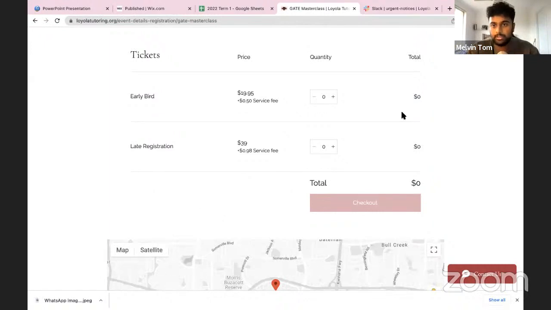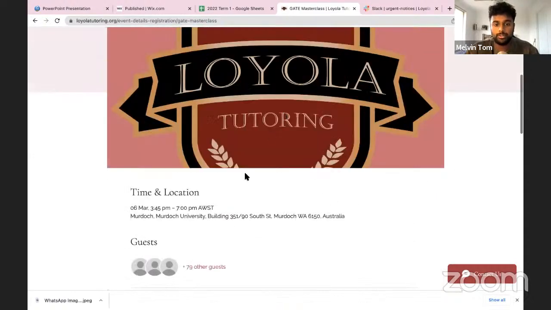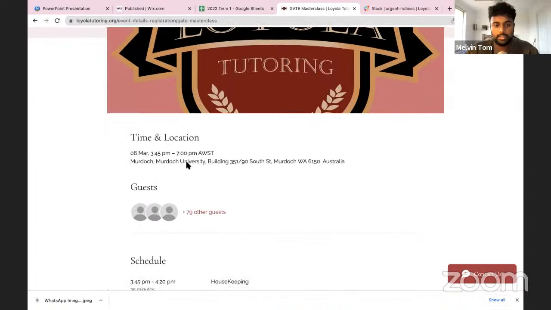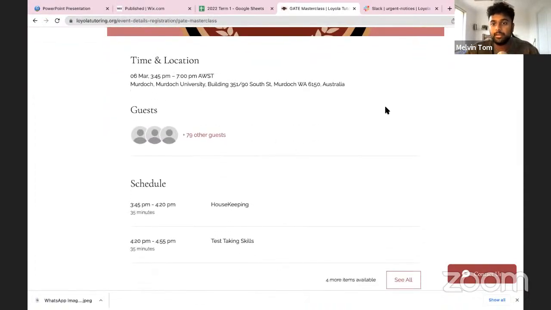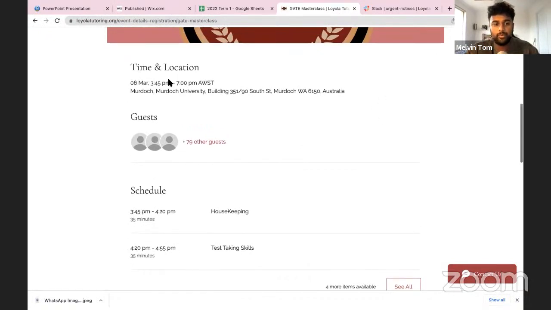Is there a limit to students who can register? No, everyone can come. We booked a huge auditorium at Murdoch University for 300 people, so literally everyone can come. How many masterclasses are there? Just one. What time is it? It's from 4 to 7. Well, at 3:45 we open the gate so you can come in.